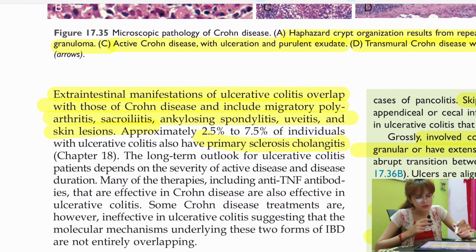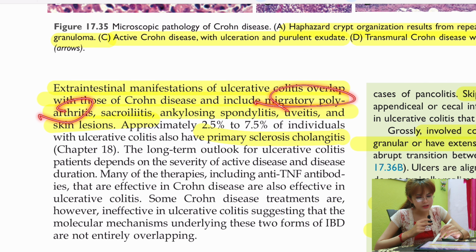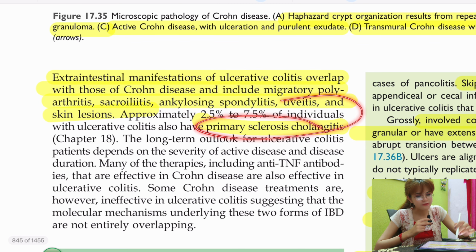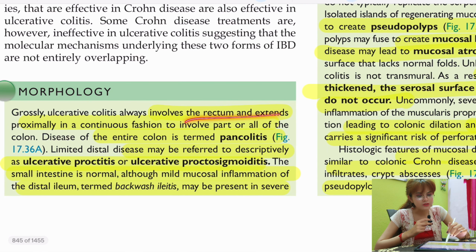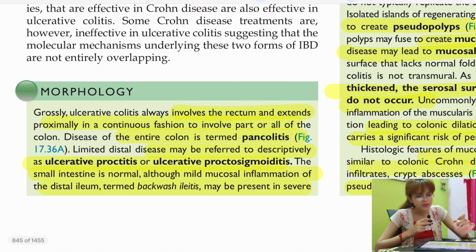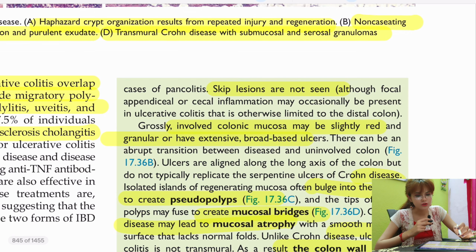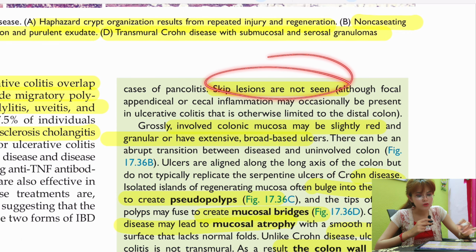So extraintestinal manifestations of ulcerative colitis overlap with those of Crohn's disease and mainly include migratory polyarthritis, sacroiliitis, ankylosing spondylitis, uveitis, and skin lesions. They also may have primary sclerosing cholangitis. Now it involves the rectum and extends proximally in a continuous fashion to involve part or all of the colon. Therefore, pancolitis can be present. The small intestine is normal, it is not involved, although mild inflammation of the distal ileum may happen, and this is known as backwash ileitis. So backwash ileitis is present in case of ulcerative colitis, and it also has pancolitis. There are no skip lesions.